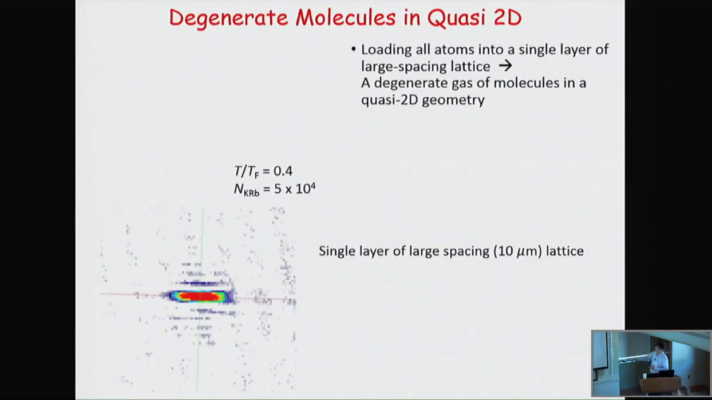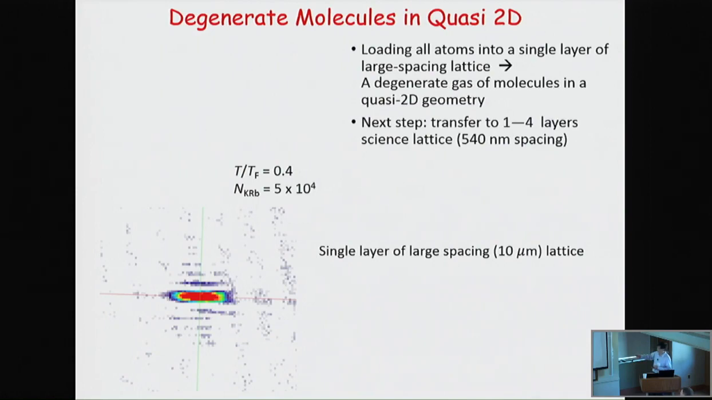And indeed, we can actually create KRb molecules in a single layer. This is, again, a single layer of the large spacing lattice, the 10 micron lattice. In this single layer, T over T_F is 0.4, so it's slightly larger, but not that much larger. We still have, fortunately, 50,000 molecules, a fairly large number of molecules in the single layer. So this is actually a degenerate gas. It's not 2D yet. It's quasi-2D.